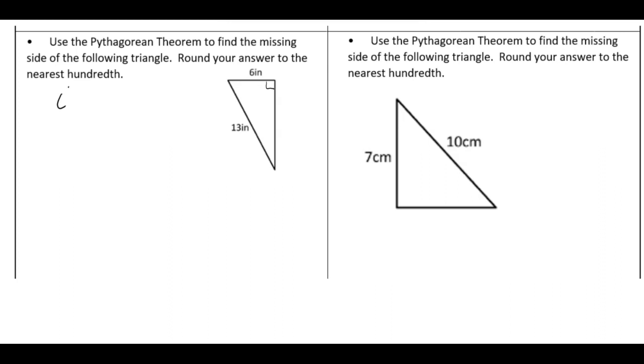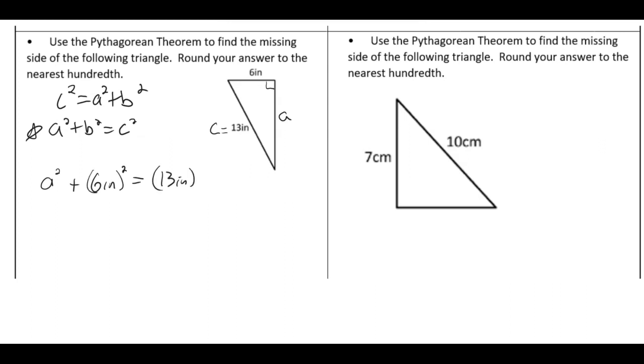Now you might know it as c squared equals a squared plus b squared, but you might also write it a squared plus b squared equals c squared. What's important is that you recognize the longest side is always c, and for the other two it doesn't matter, a or b, b or a. I'm going to call this one a, the unknown side. And then we can do the second one really nicely. It's a squared plus 6 inches squared equals 13 inches squared.